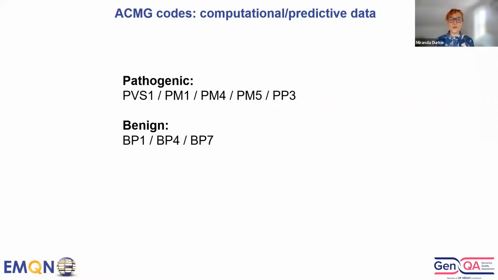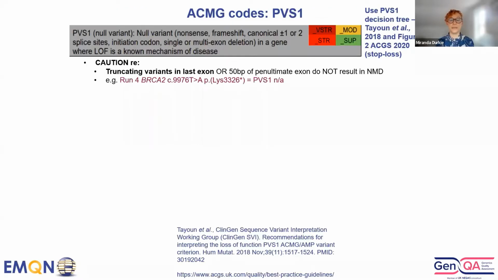So I've grouped the codes into areas according to how you would use them. The first group is computational and predictive data. This means that we don't have any experimental data for that variant, but we can use information about the type of variant or maybe some computational tools to predict what the effect on the protein is going to be. So I'm going to look at both the pathogenic and the benign criteria. So we're going to start with PVS1.